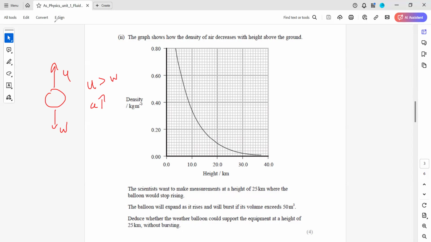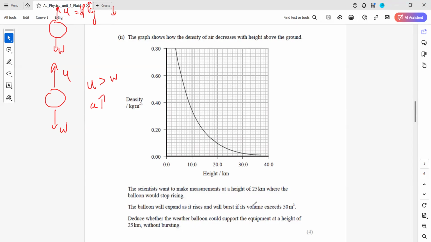Then eventually it reaches a height where the upthrust will start to decrease. Why is the upthrust decreasing? Because upthrust is density of fluid, volume of object, and gravity. Density of the fluid is decreasing and volume of the object will increase because the balloon is expanding as the outside pressure is less. But overall, the product is decreasing. That's why the upthrust will decrease.